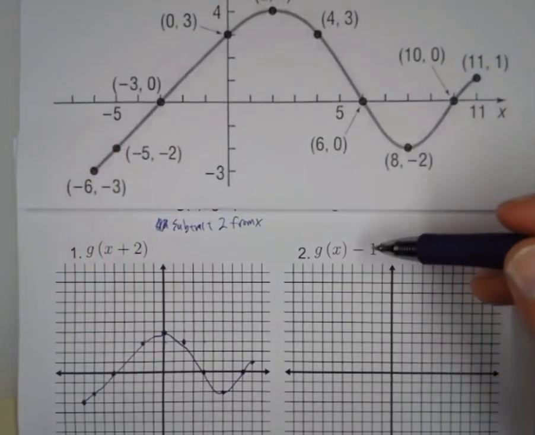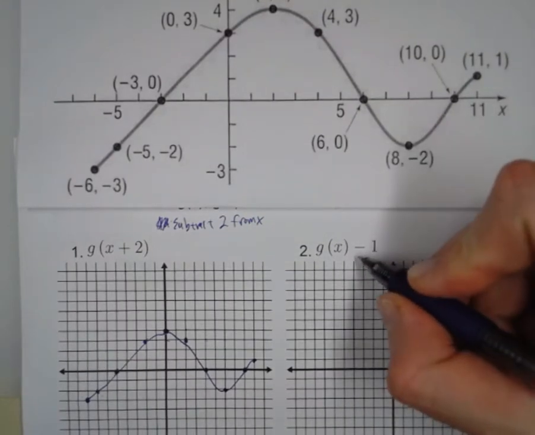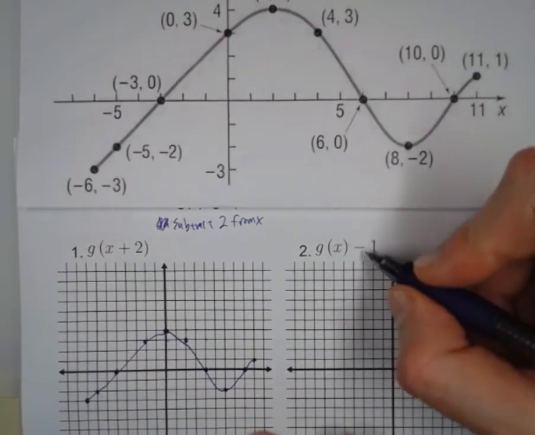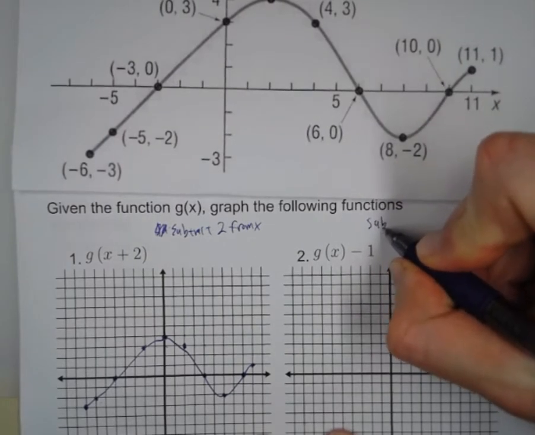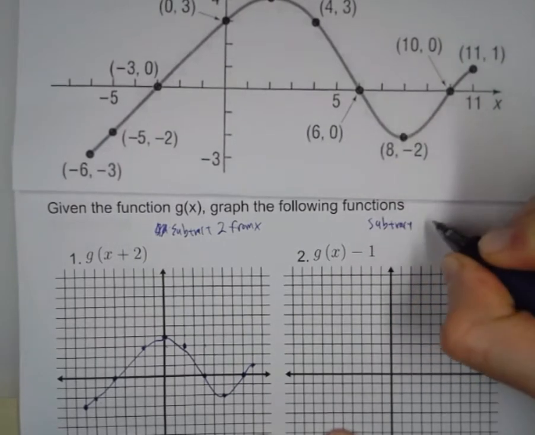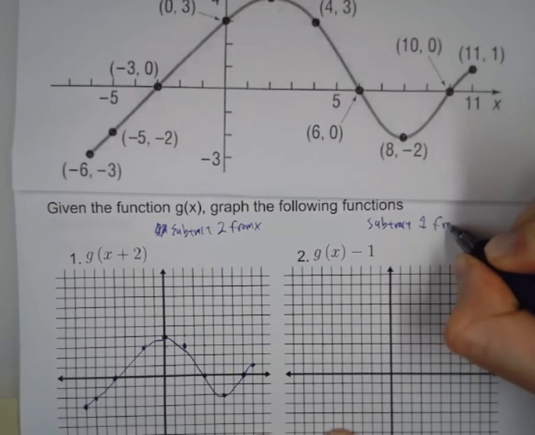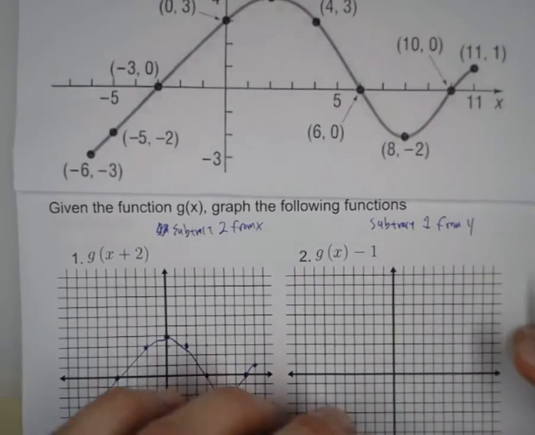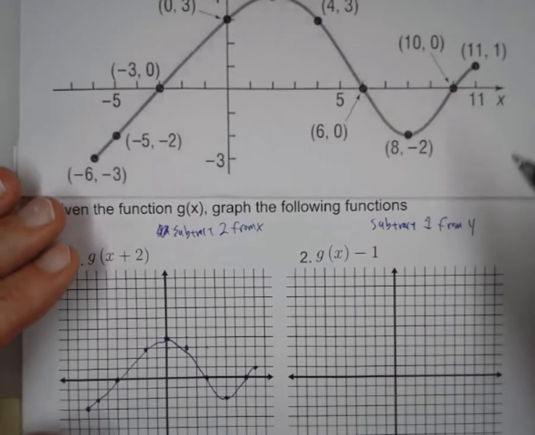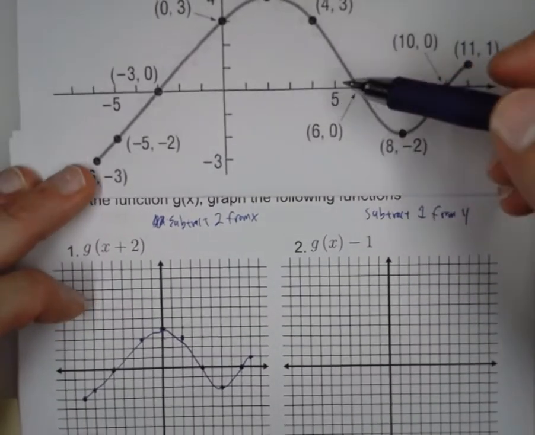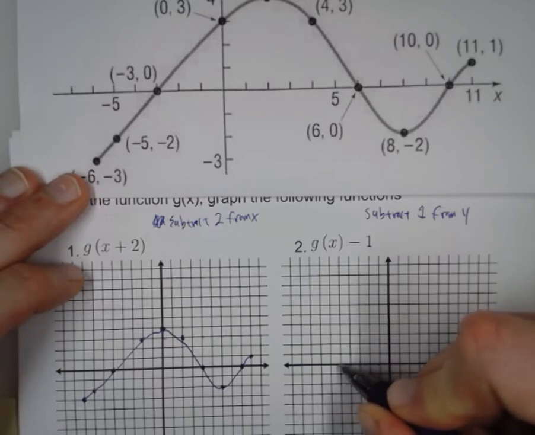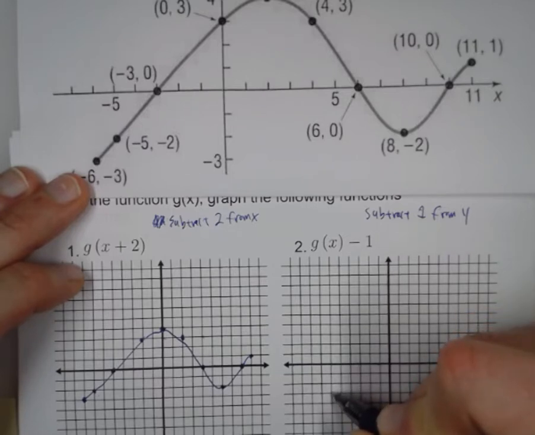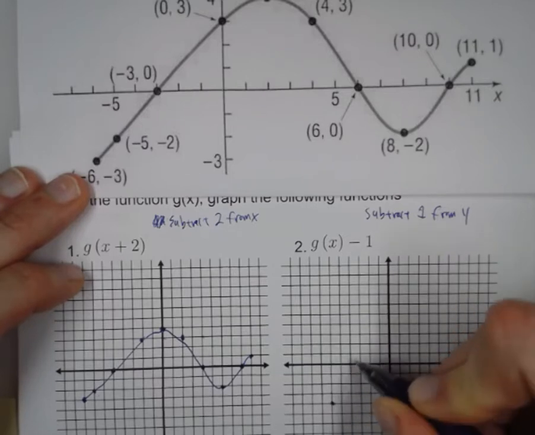Now the next one, g of x minus 1. Here it's outside the function. That is, after we've applied the g function, then we subtract 1. So that means we're going to subtract 1 from y. So every y value, we're going to take 1 and subtract it. So this point was right here, but we're going to move it down 1 space.